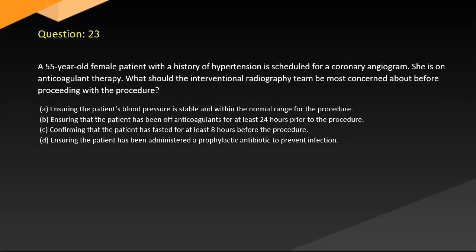Question 23. A 55-year-old female patient with a history of hypertension is scheduled for a coronary angiogram. She is on anticoagulant therapy. What should the interventional radiography team be most concerned about before proceeding with the procedure? A. Ensuring the patient's blood pressure is stable and within the normal range for the procedure. B. Ensuring that the patient has been off anticoagulants for at least 24 hours prior to the procedure. C. Confirming that the patient has fasted for at least 8 hours before the procedure. D. Ensuring the patient has been administered prophylactic antibiotics to prevent infection.